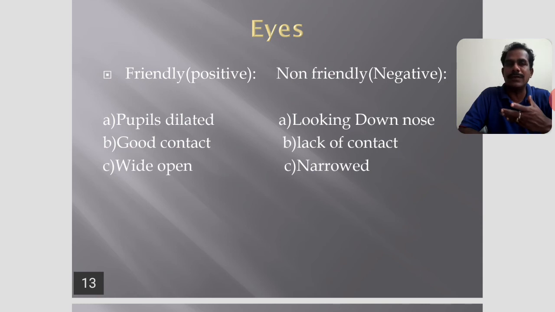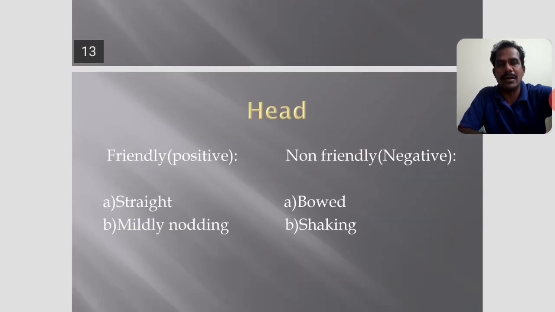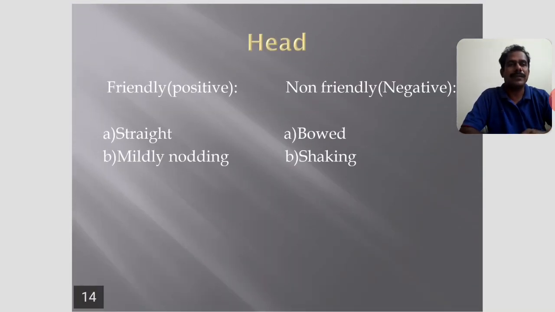You see, if you are looking somewhere else while speaking to someone, there is no communication. That's not proper communication. Narrowed eyes, where you look at something with half of your eyes closed, are called not friendly. That is not proper communication.